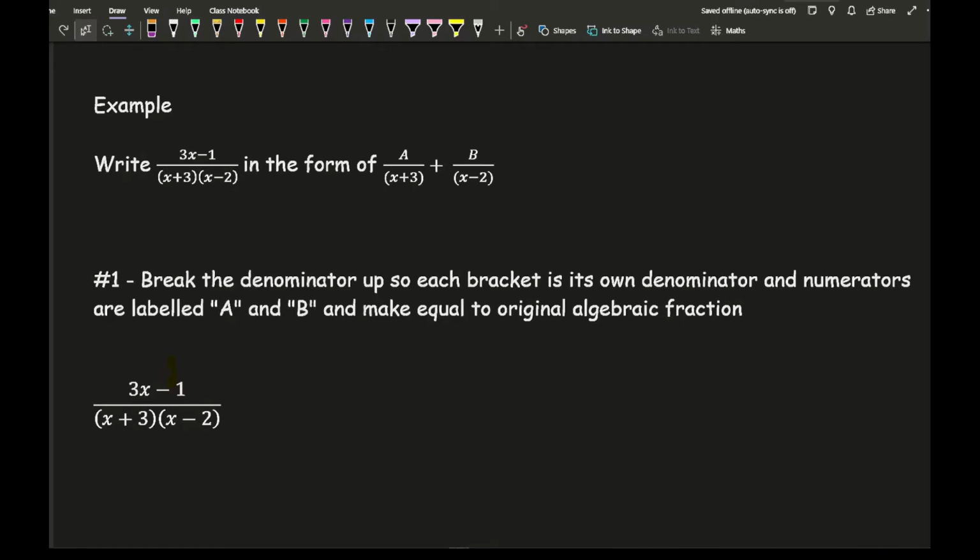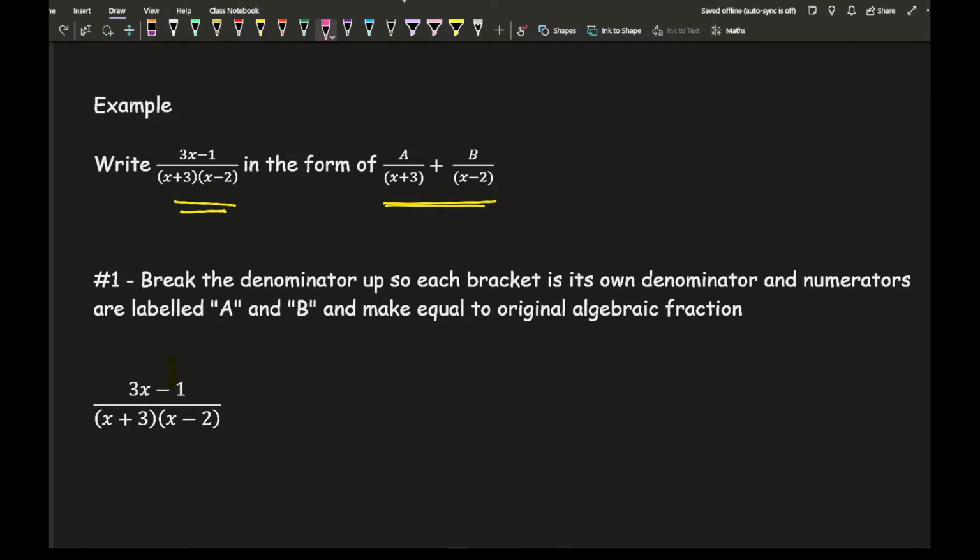Now the first part, which the first methodology says, break the denominator up so that each bracket is its own denominator, with numerators labelled A and B, and make it equal to the algebraic fraction. Now in this particular question that's actually been already done for me. So what we need to do is make this equal to something that looks like this.